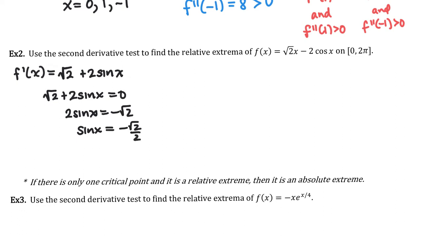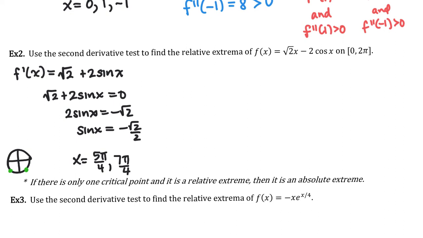Okay, so I want to find the x values when sine of x is equal to -√2/2. I am limited to the closed interval 0 to 2 pi. Sine is the y coordinate, which is going to put me down here and down here. So that's going to be at x equals 5 pi over 4 and x equals 7 pi over 4.